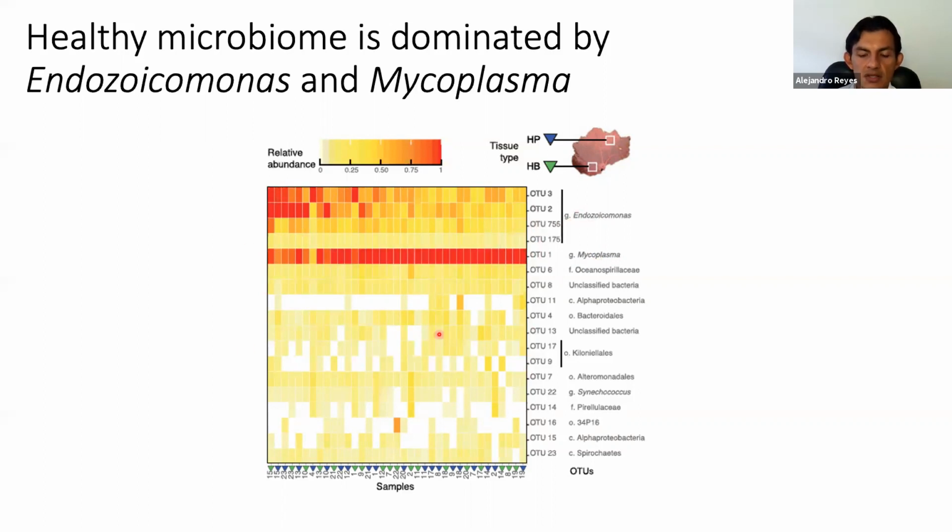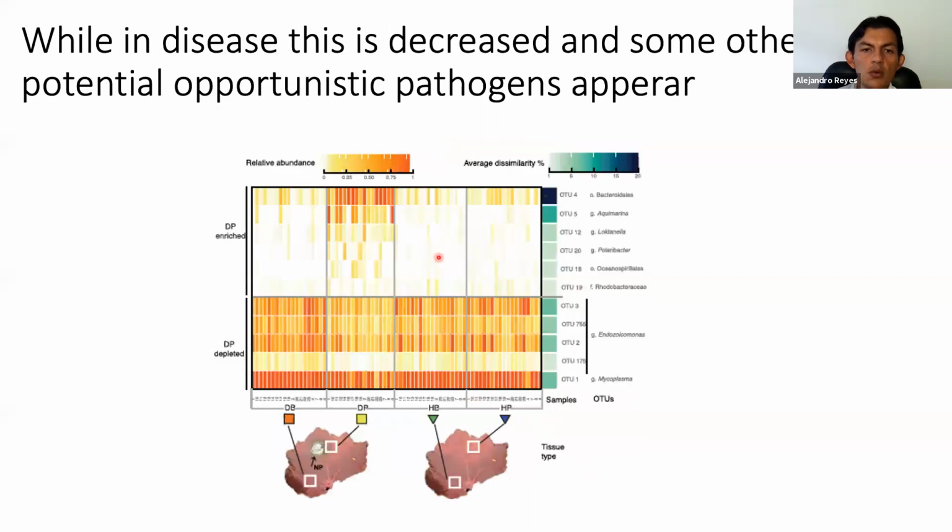But this is the characterization of all the healthy ones. When we added the diseased ones, you can see that there's a whole lot of other OTUs that now begin to appear that are not causative of the disease, because they're also present in the other region, but they're enriched. Definitely potential opportunistic pathogens that are being enriched by the modification of the environment. And we can clearly see a decrease in particular of Endozoicomonas and in some of the Mycoplasmas.